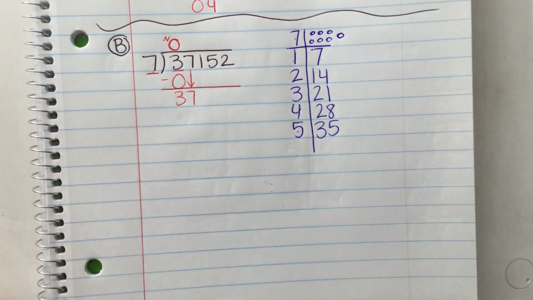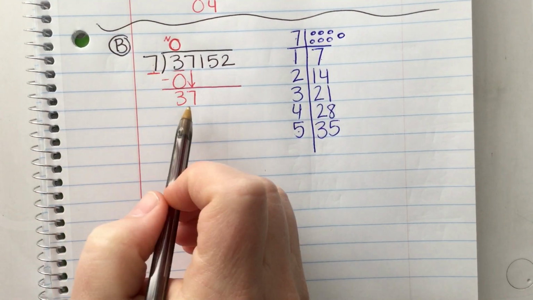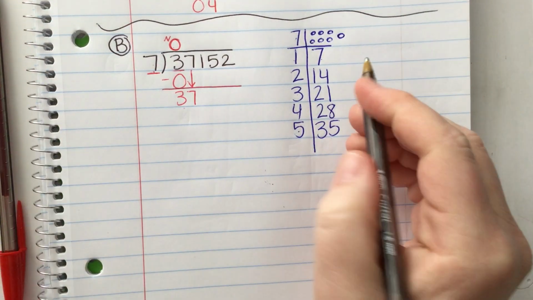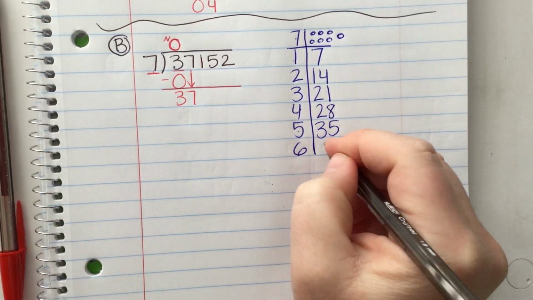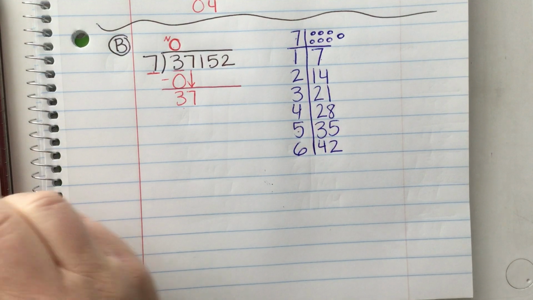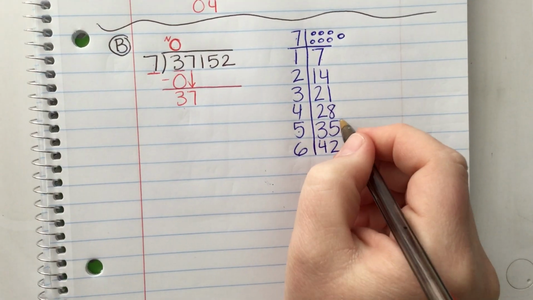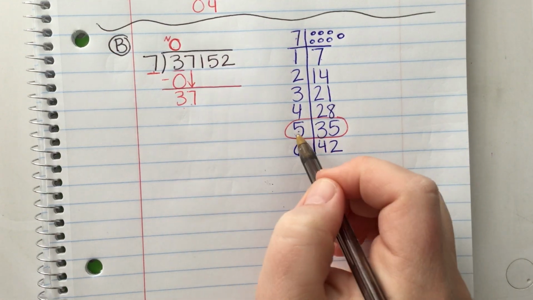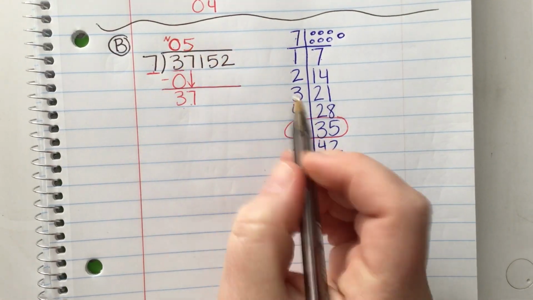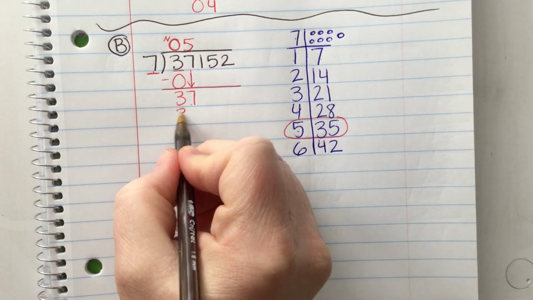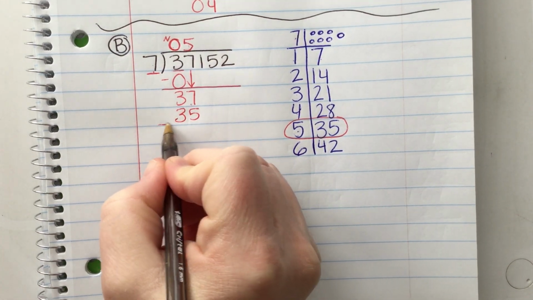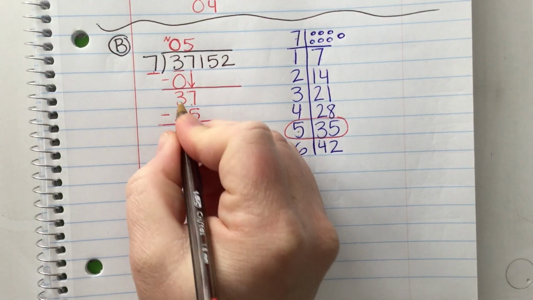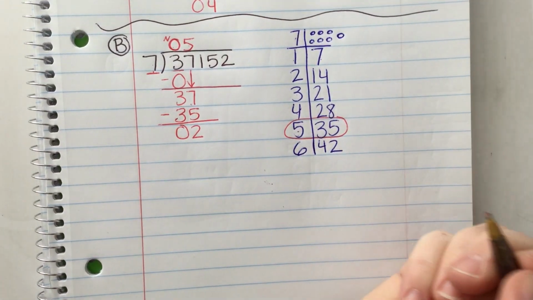Bring down the 7. Now 7 goes into 37. I'm going to look over here and I got to 35. That's probably as close as I'm going to get, but just for good measure, I'm going to go to the next one. And yep, 35 is as close as I can get to 37. So 7 goes into 37 5 times. And 5 times 7 is 35. We subtract. 7 minus 5 is 2. 3 minus 3 is 0.